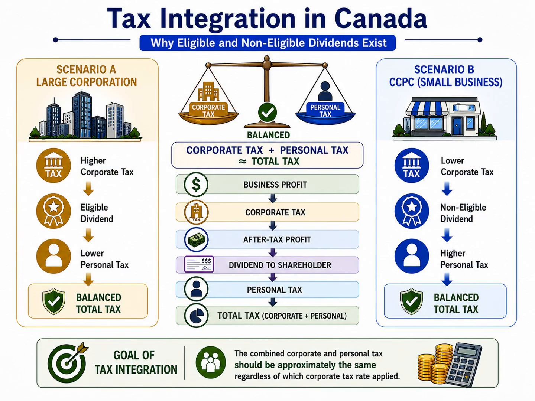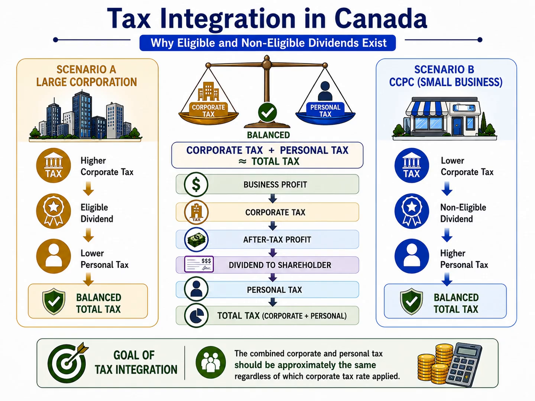To understand why Canada has both eligible and non-eligible dividends, we first need to understand the principle of tax integration. Tax integration is one of the fundamental goals of the Canadian tax system. Its purpose is to ensure that income earned through a corporation is taxed approximately the same as income earned directly by an individual. Imagine a business earns a profit.